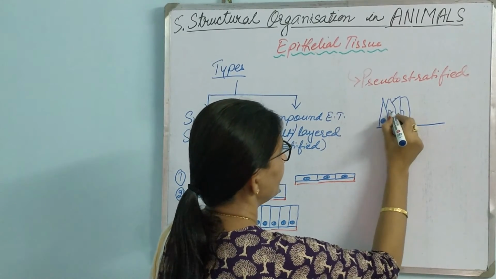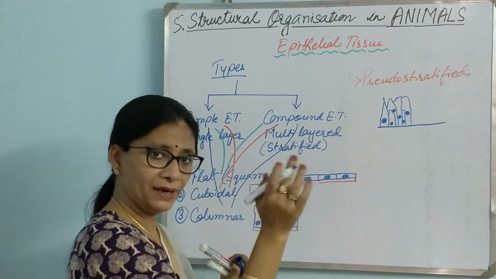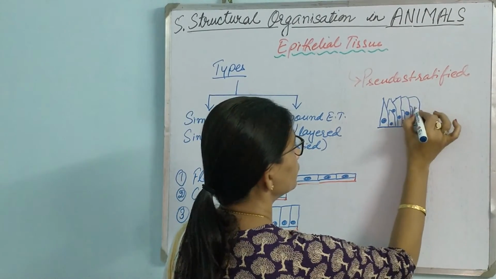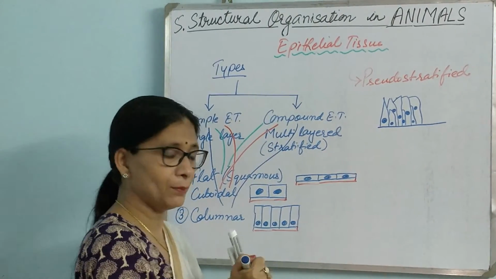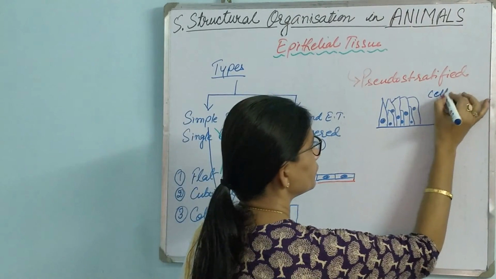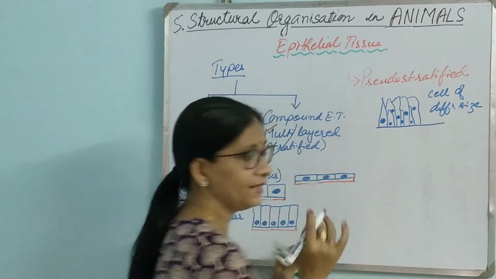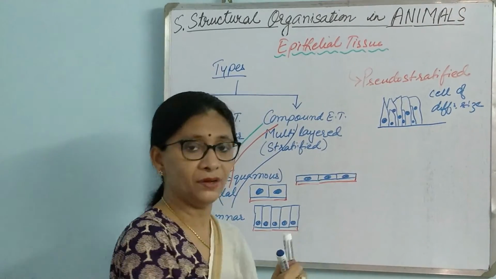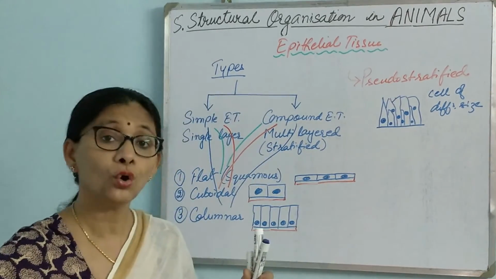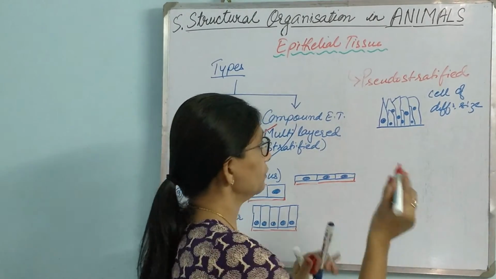So it feels as if their nucleus will be at a different level. It feels as if they are multi-layered, but they are single layered, because the cells are of different size, so they look as if they are multi-layered even if they are single layered. So it is known as pseudo-stratified. Position we will know in a while. First let us finish with the names.